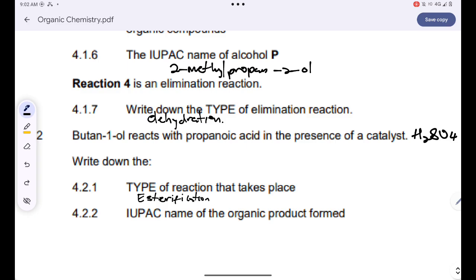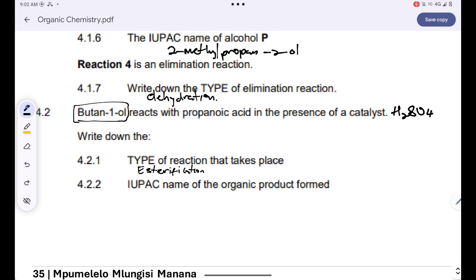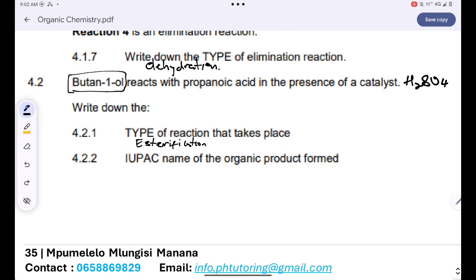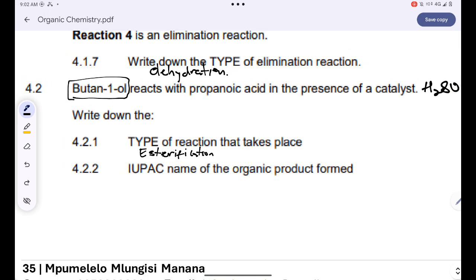And then the IUPAC name of the organic product. The alcohol part, guys, is referred to as the alkyl part. Are you together? So since the alcohol had 4 carbons, that means the IUPAC name for the ester will be butyl, and then the acid had 3 carbons since we used propanoic acid, so it will be butyl propanoate.